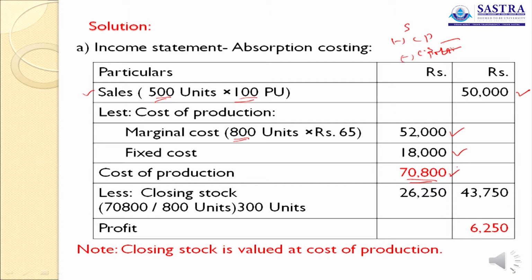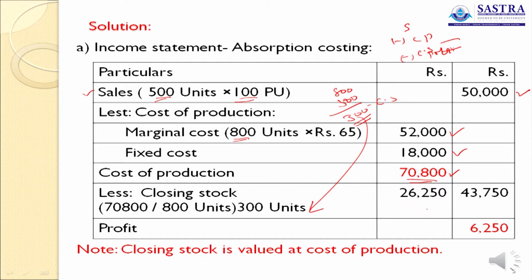So the cost of production is 70,800. Now you have to calculate closing stock, because the number of units produced is 800 and the number of units sold is 500, so 300 units remain unsold. This is closing stock. Now we have to find out the value of 300 units based on cost of production. This cost of production is for 800 units. So you take 70,800 divided by 800. Now you will get the cost of production per unit, multiplied by 300. So this is the value of closing stock.